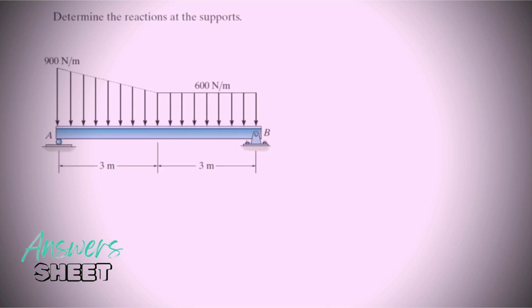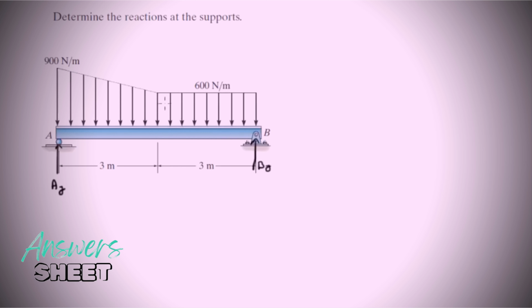Alright guys, let's do this very easy problem where they want you to determine the reactions at the supports. So basically, as you can see at A, you have only a positive AY reaction, only a reaction going up. It can go to the side. And B is anchored, so you have a positive reaction, BY, and a possible horizontal reaction.